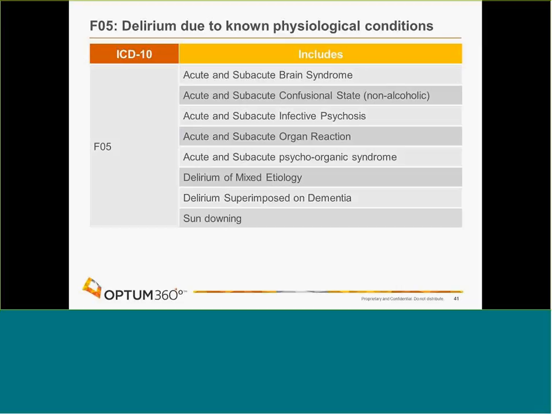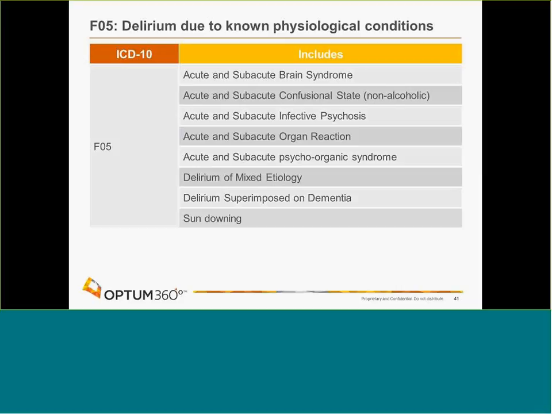So in ICD-10, we can call it F05, subacute infective psychosis, and that's at a moderate level of severity. You're not reporting a severe level of severity. I think that's very appropriate. You see that we also can assign this code for sundowning, which is great. We're not going to do that in ICD-9. And we also have delirium superimposed on dementia, which can be worse.